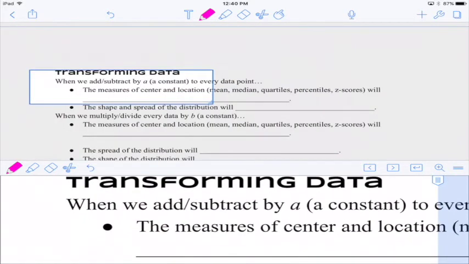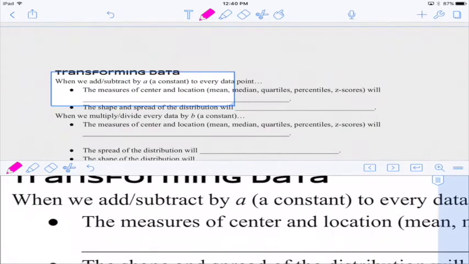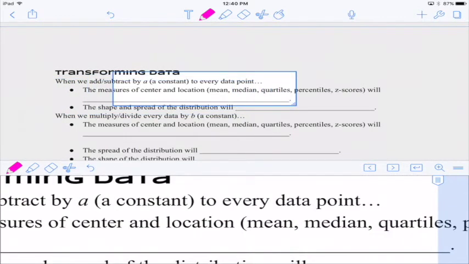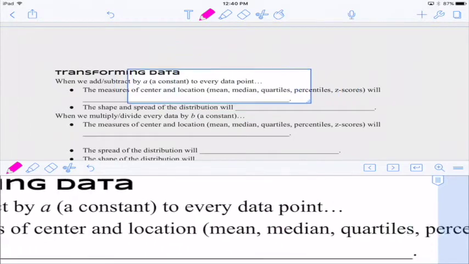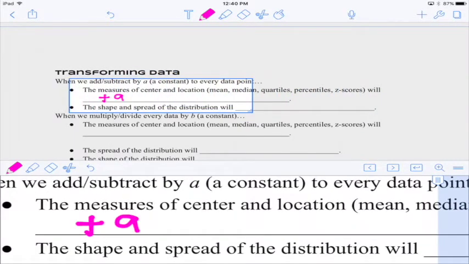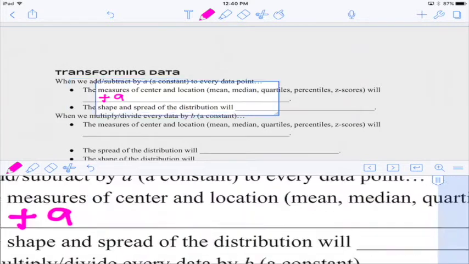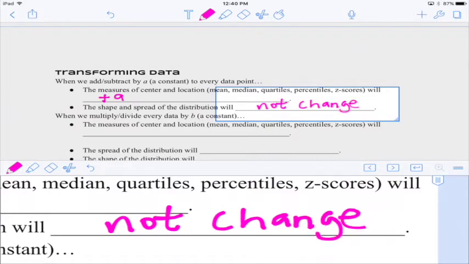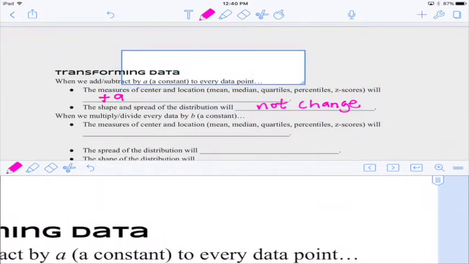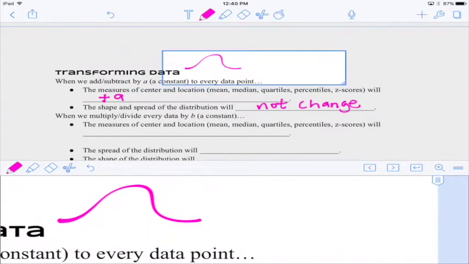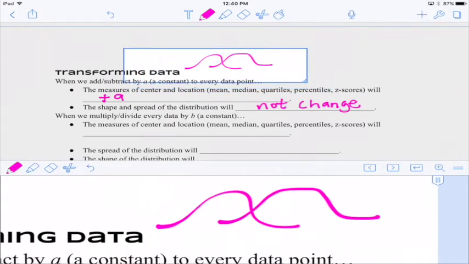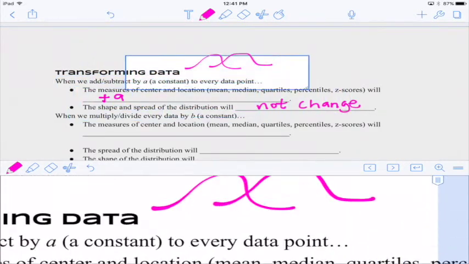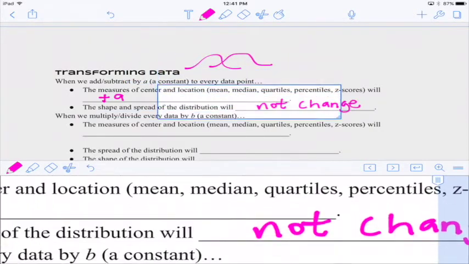When we add or subtract a, which is a constant, to every single data point, the measures of center and location, so like mean, median, quartiles, percentiles, all those things, will change by a. The shape and the spread of the distribution will not change. If you think about it, if you have a distribution and every little part of that distribution moves up to here, well, the location and the center moved, but the spread and the shape did not move. I didn't draw a great picture, but you get the idea.